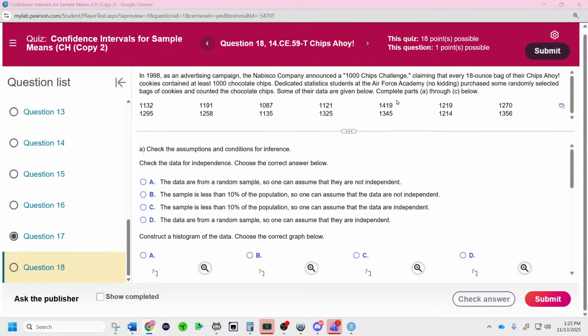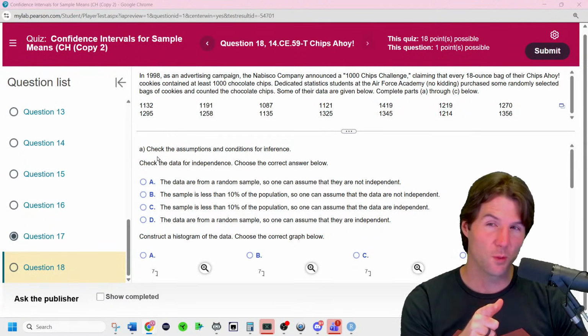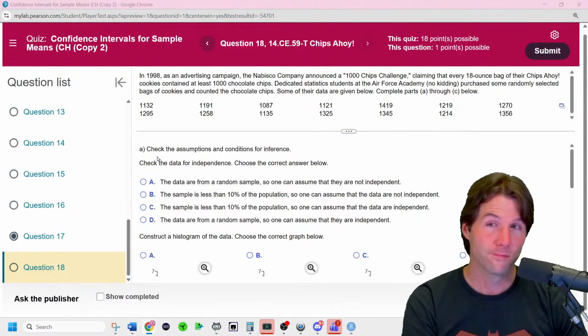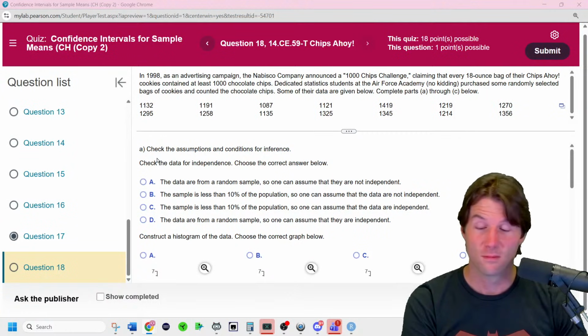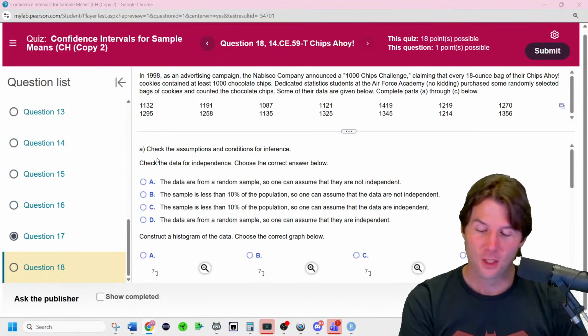You know what's better than Chips Ahoy? Scoops Ahoy. If you know, you know. Stranger Things.